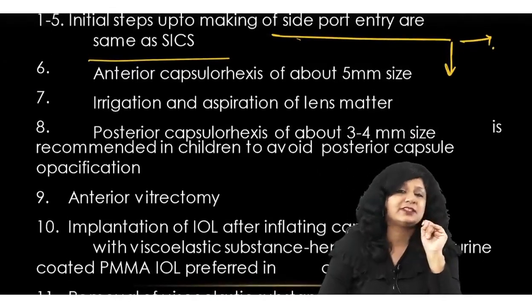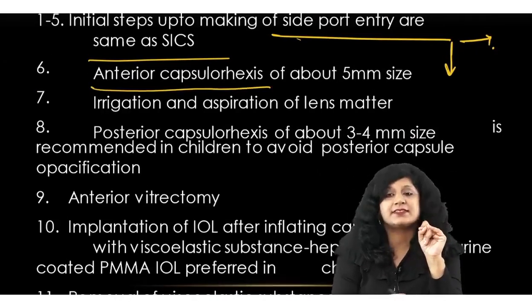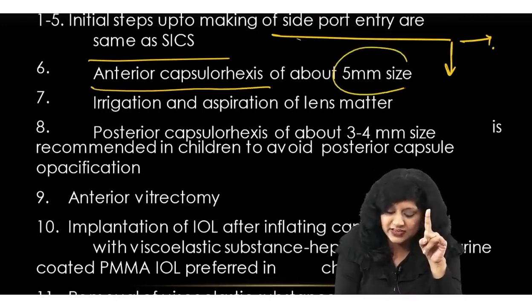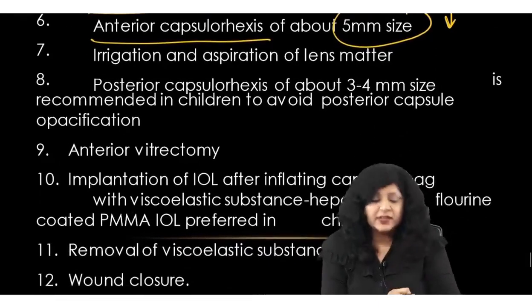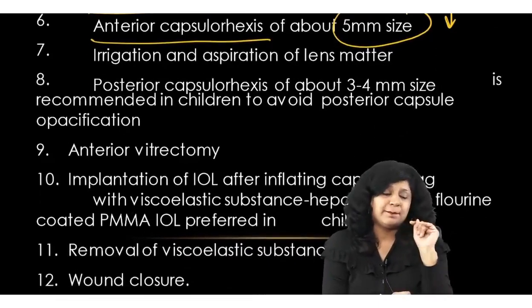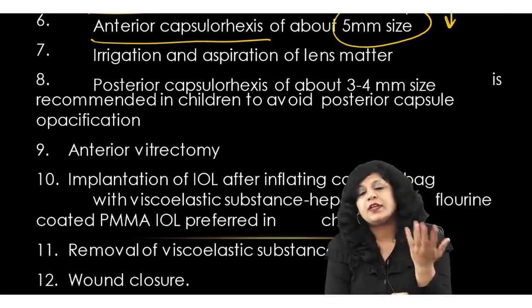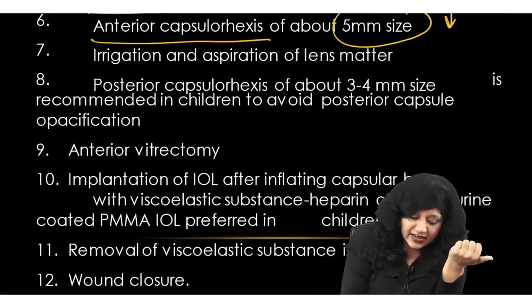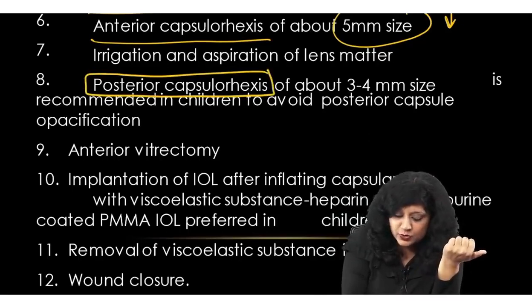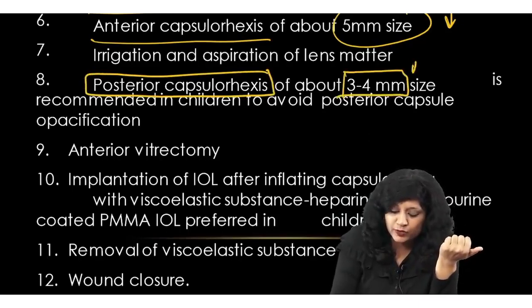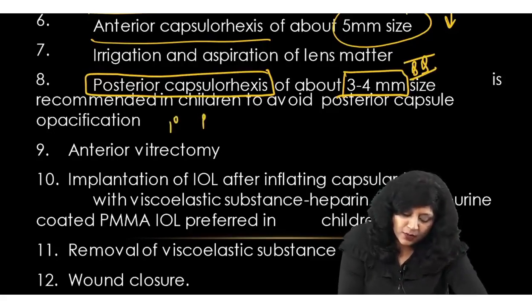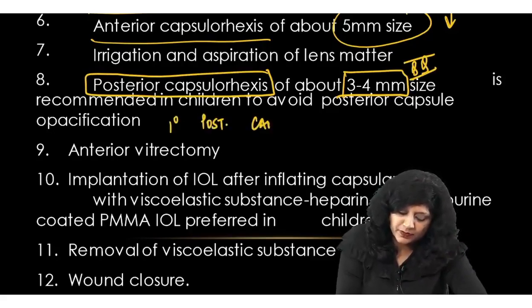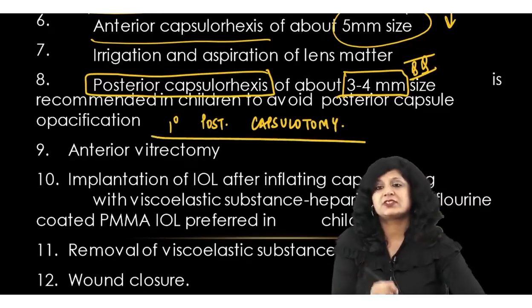Now here the difference is, first of all, the capsular rexus that you are doing inside is larger, that is 5 mm. Then you do the irrigation and aspiration, and a very important thing: in adults we were not doing any posterior capsular rexus, but here I am doing a posterior capsular rexus also, and that is 3 to 4 mm. Why am I doing this? This is called primary posterior capsulotomy, which is done in children.